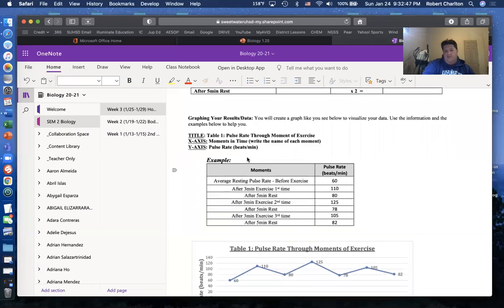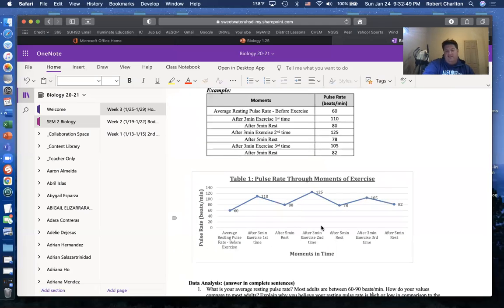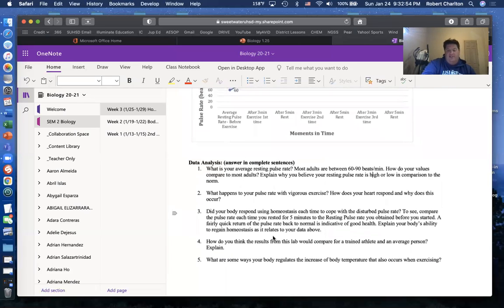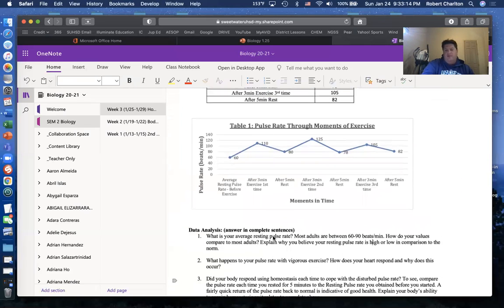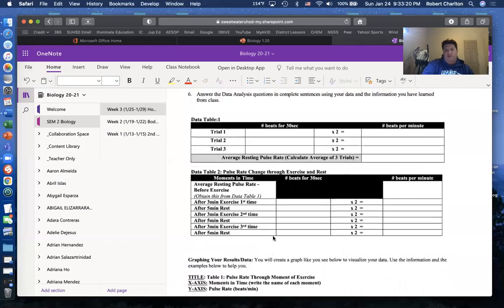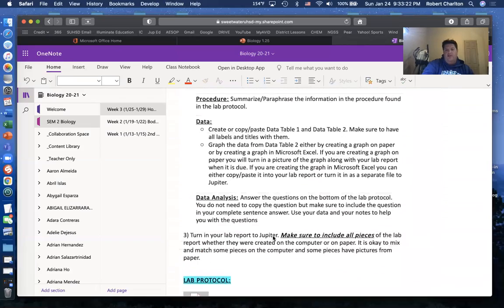You can make a graph on a piece of paper, or if you want to make an Excel graph like this, because we taught that last semester, you could do that. And then you're going to answer these 5 questions in complete sentences. And this whole thing is going to be one report. All of these pieces are going to be one big report. So if you do it on paper, it might be 2 or 3 pages. If you do it on the computer, it might be 3 or 4 pages. It's really up to you whether you want to do paper or computer. But the whole thing is one report that you will turn in to Jupiter on February 8th.